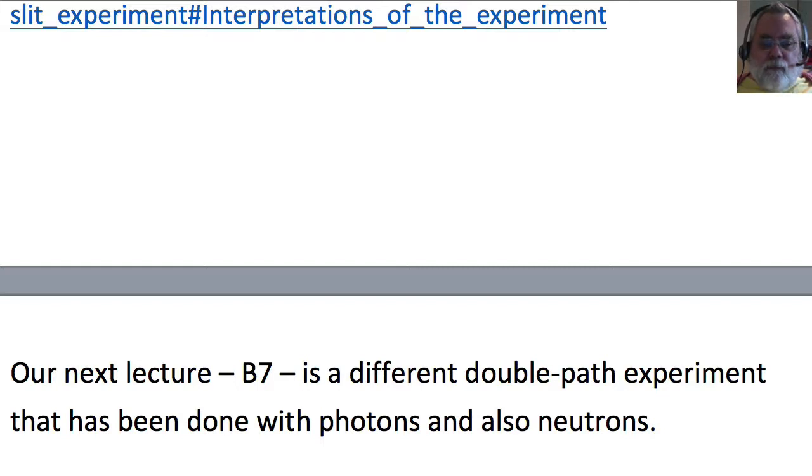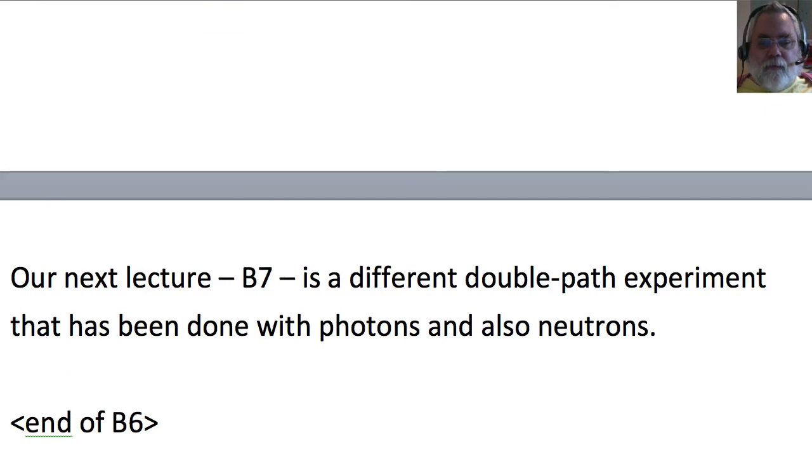Our next lecture, B7, is a different double-path experiment that has also been done with photons and, in this case, neutrons. It's a different setup, but it has the same kind of impact in helping us to understand that quantum mechanics is different than classical mechanics. This is the end of lecture B6.